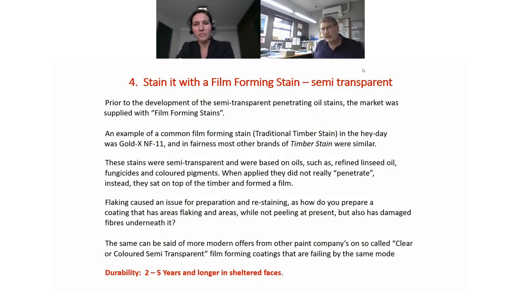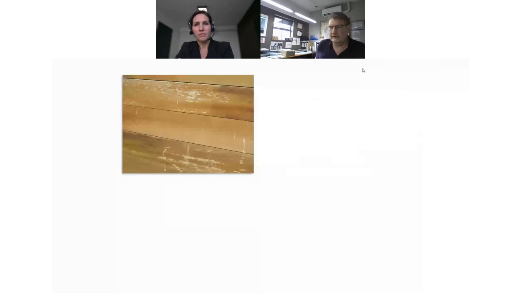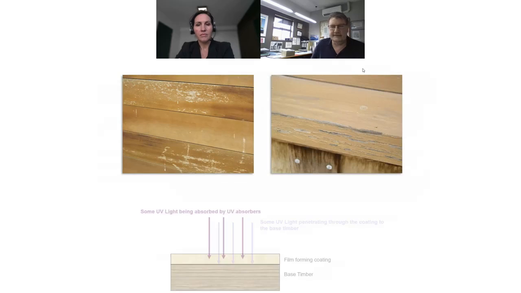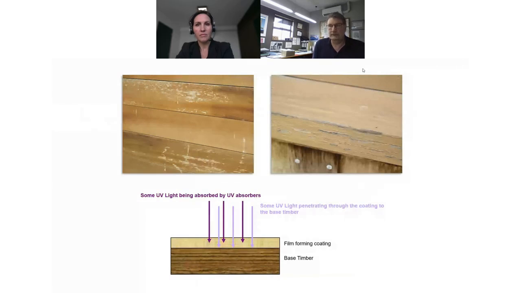But this is your older style stains. They're called film forming stains. Now, in the 70s and 80s and even early 90s, these were the only stains around in the New Zealand market; penetrating stains weren't around. Your stains were what we call film forming.